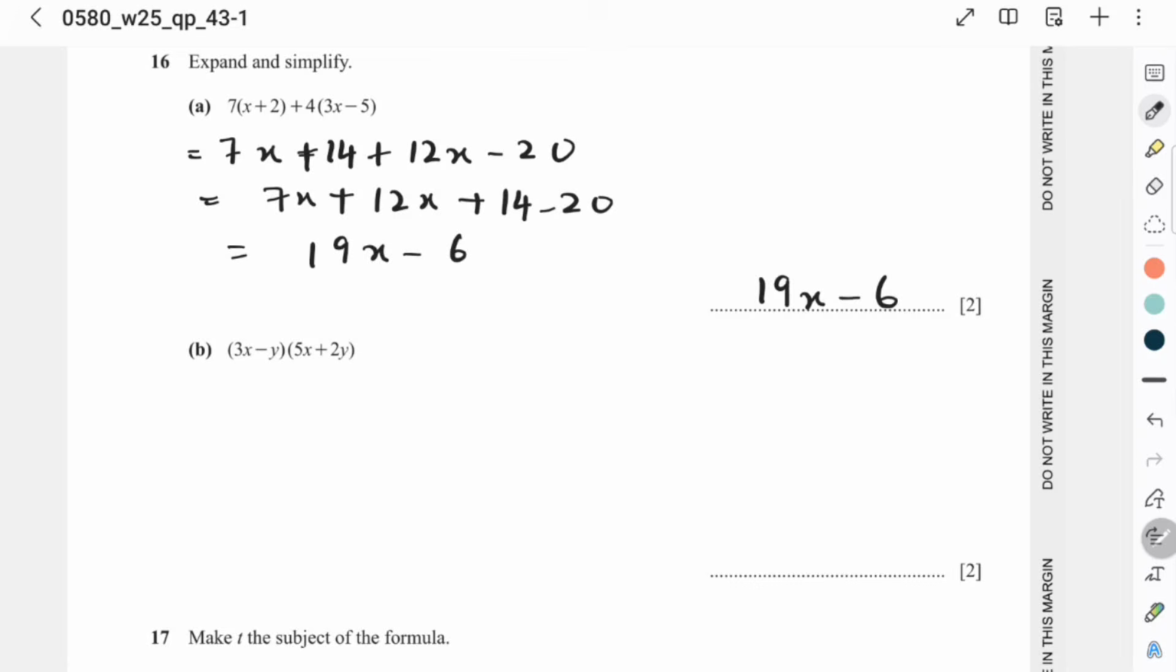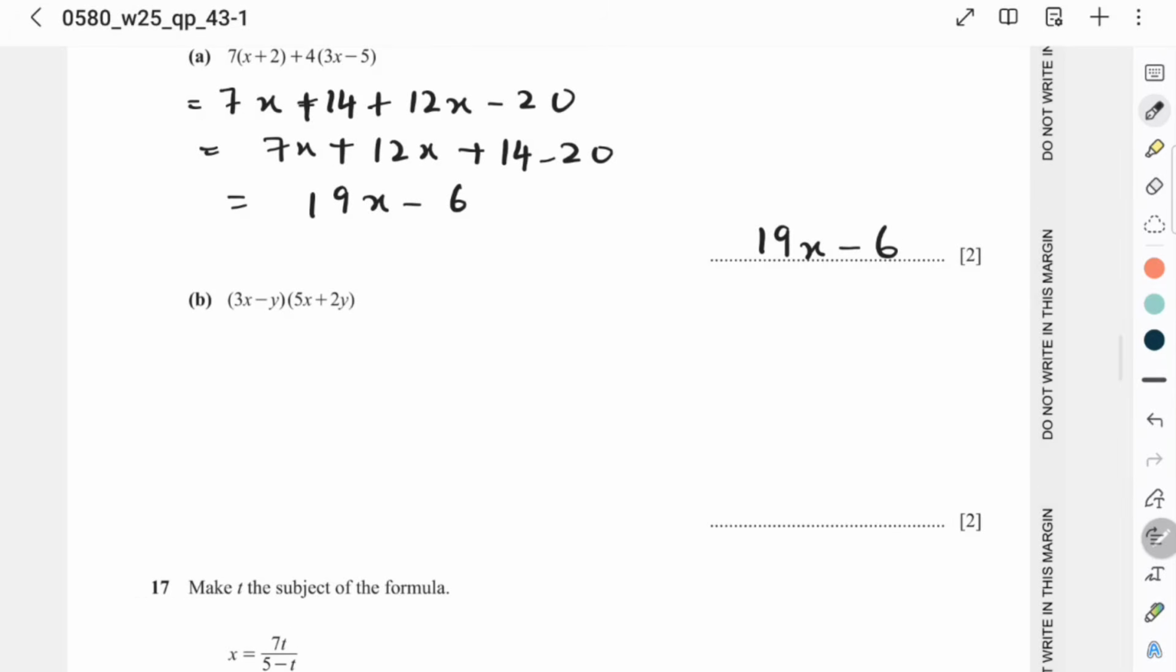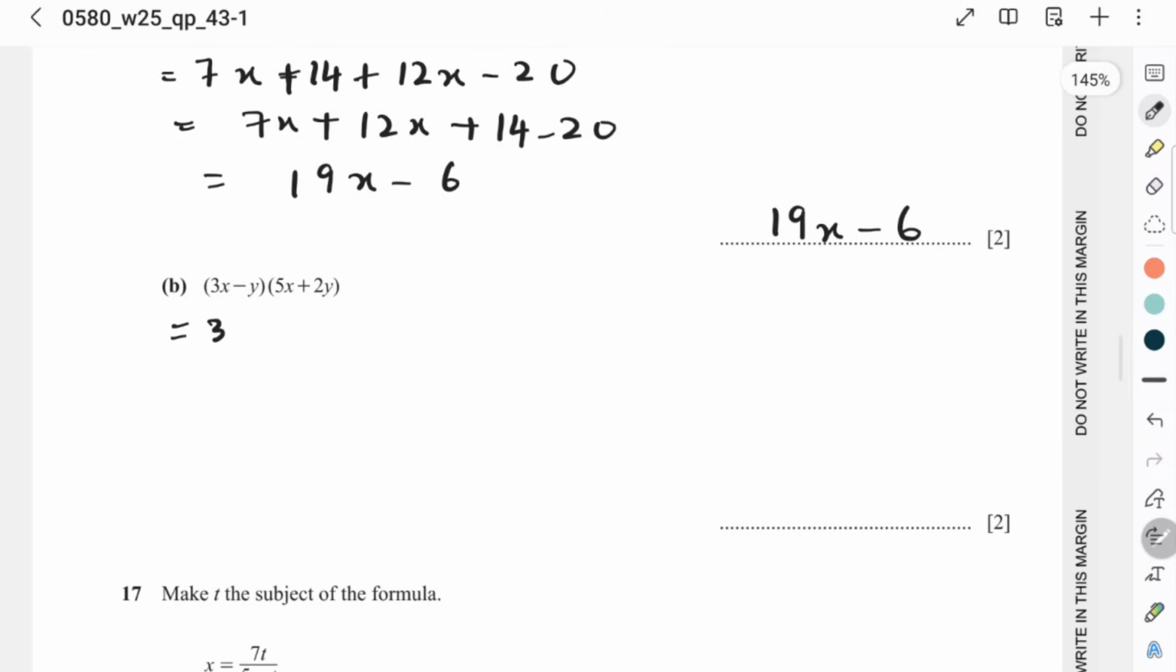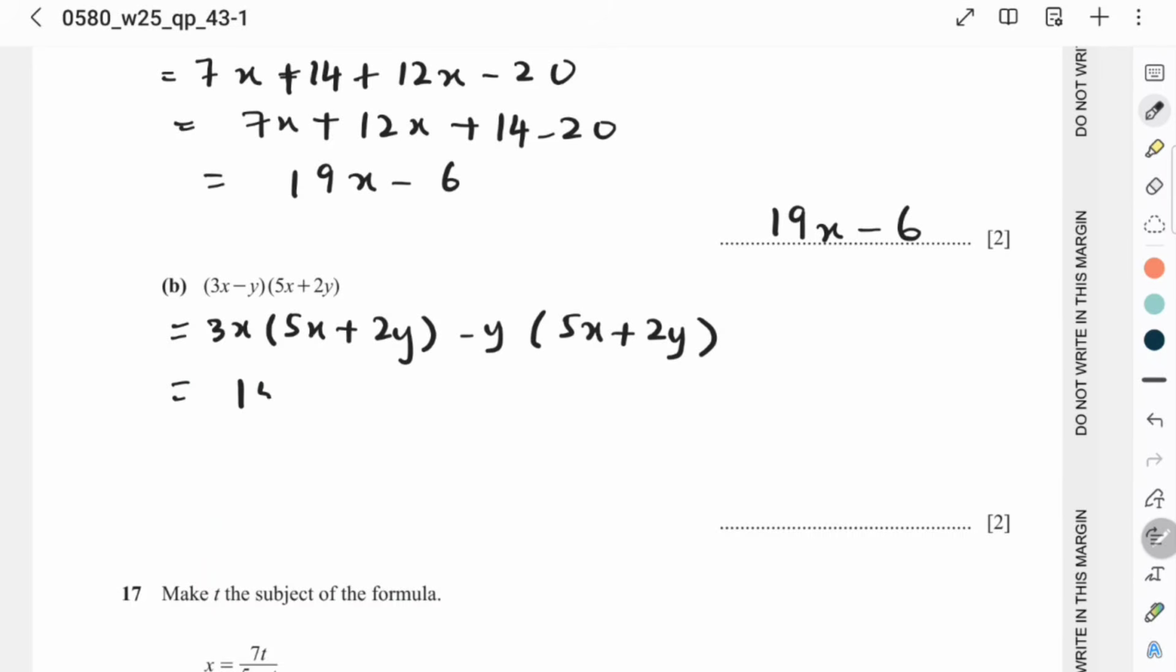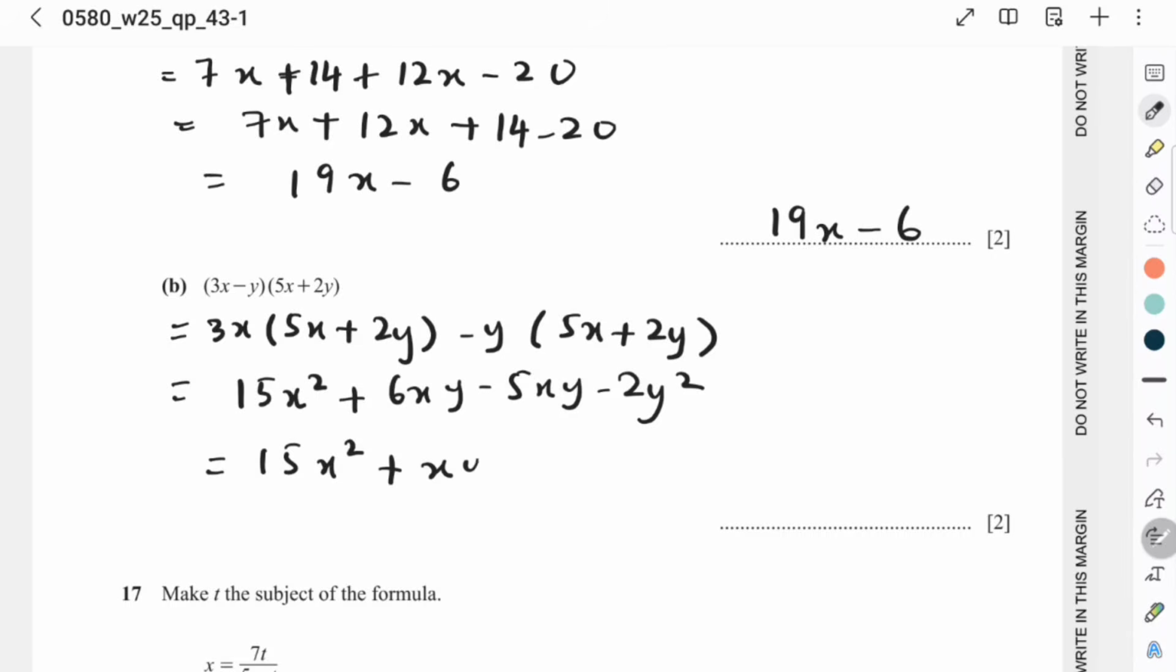Part B, (3x minus y) and (5x plus 2y), we will have to expand and simplify. So that is 3x times (5x plus 2y), and then minus y times (5x plus 2y). This is equal to 15x squared plus 6xy minus 5xy minus 2y squared. So that is 15x squared plus xy minus 2y squared.